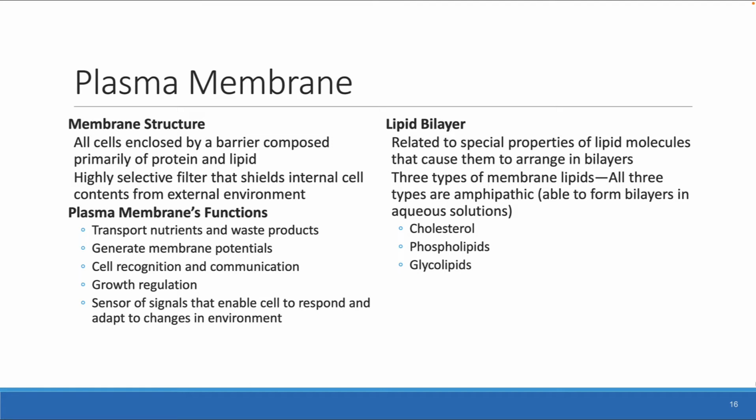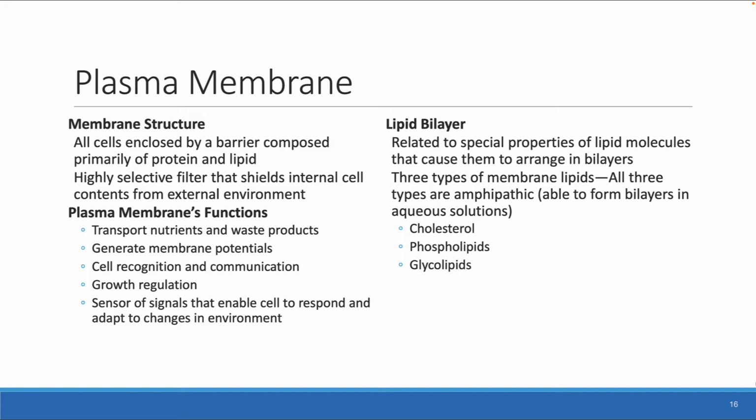The plasma membrane is responsible for getting nutrients across the membrane and getting rid of waste products through it. It's responsible for generating membrane potentials, that is, having a difference in electrical charge from the inside and the outside. And that becomes important when we talk about cardiac conduction, myocyte contraction, things like that.